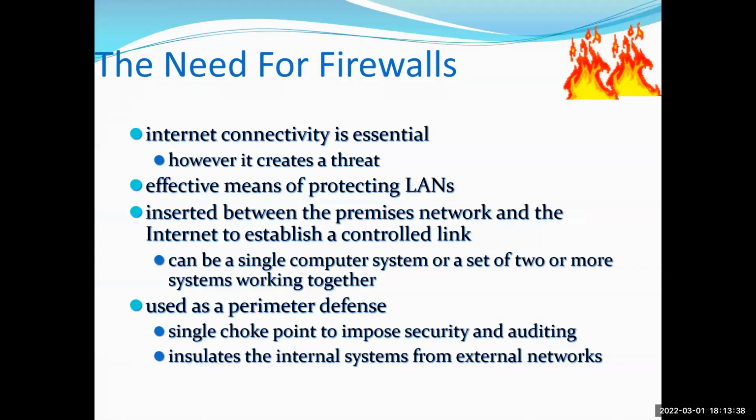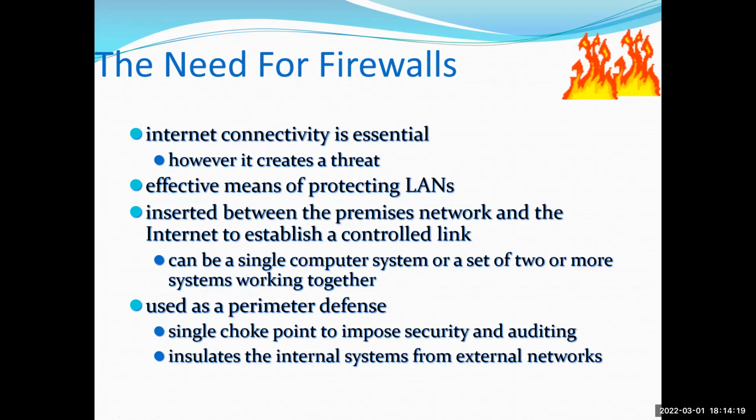Okay. So the need for firewalls: internet connectivity is essential. However, it creates a threat, right? So today, I'm just going to go over this, let's start somewhere with firewalls as a topic. Some of these things you probably know already, but I'm just going to start with the slides here. So the internet is essential, but it creates some threats, so you need to protect your local area networks. Basically, the firewall is inserted between the premises network and the internet to establish a controlled link, and it can be a single computer or a set of two or more systems working together.